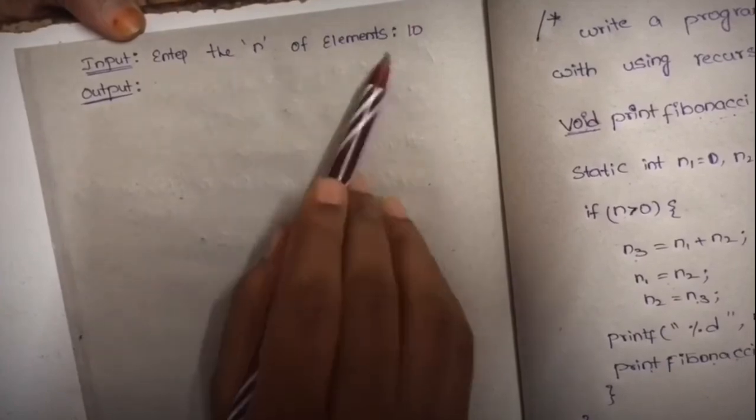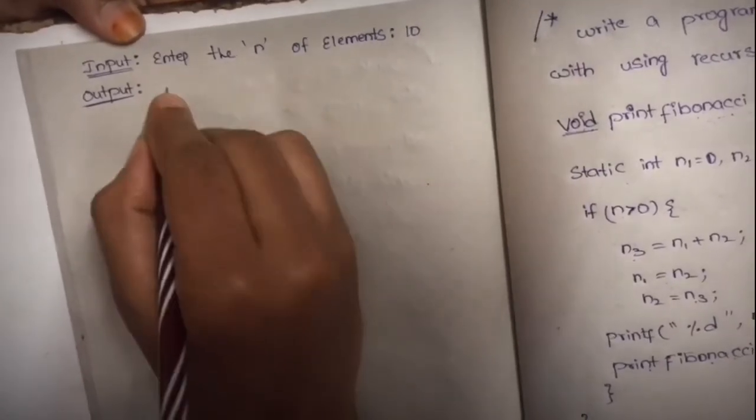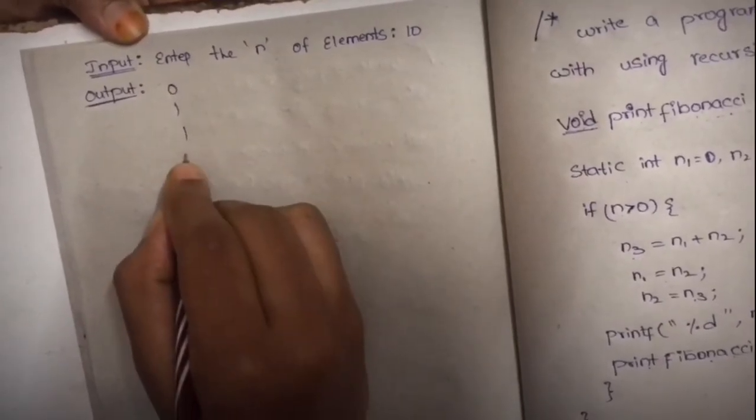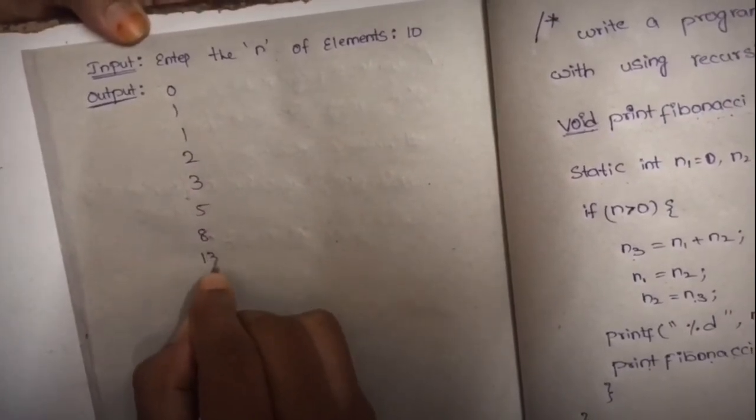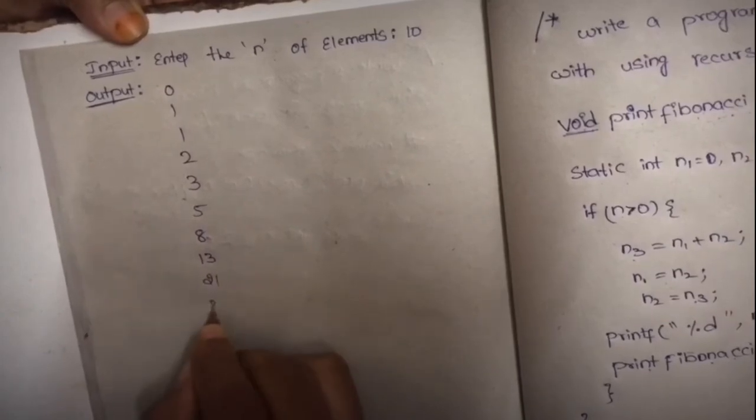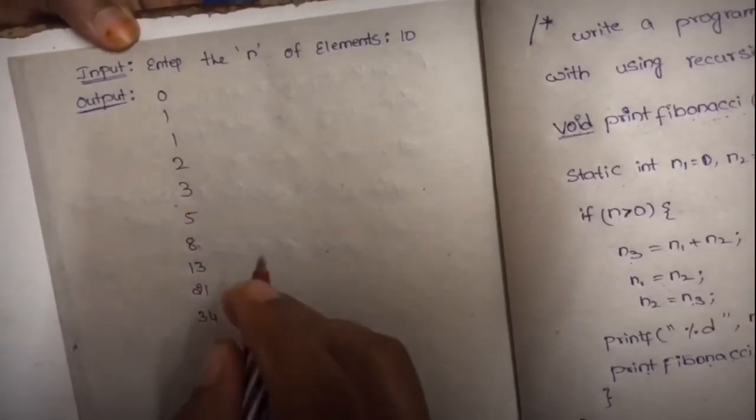When the user enters the n value as 10, then the output will be 0, 1, 1, 2, 3, 5, 8, 13, 21, 34. This is the output for this source code.